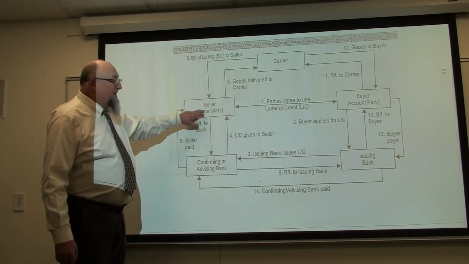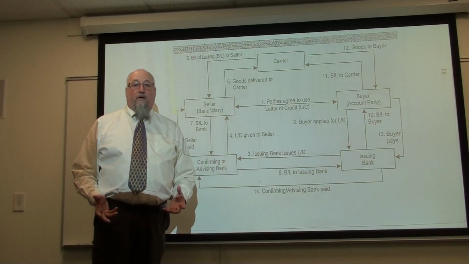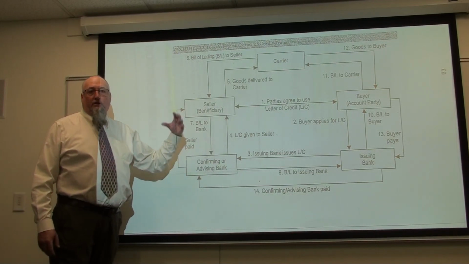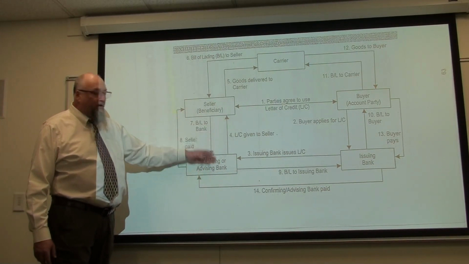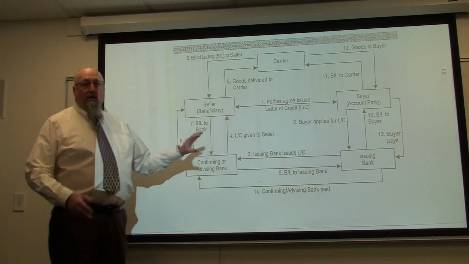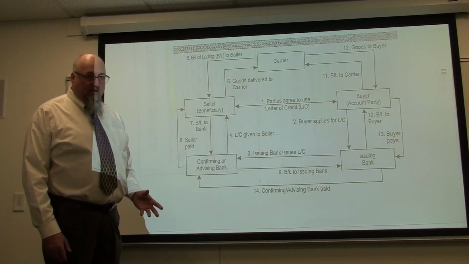The seller then gets paid by providing all of the documents that are required in the letter of credit. So the seller is going to take the bill of lading, the certificate of origin, the proof of insurance, and all of that to their own bank, at which point they get paid. Seller's happy. The goods are now on the ship heading to the final destination.